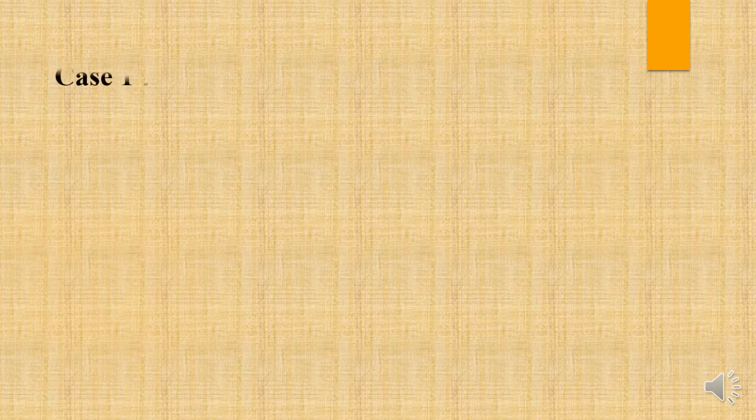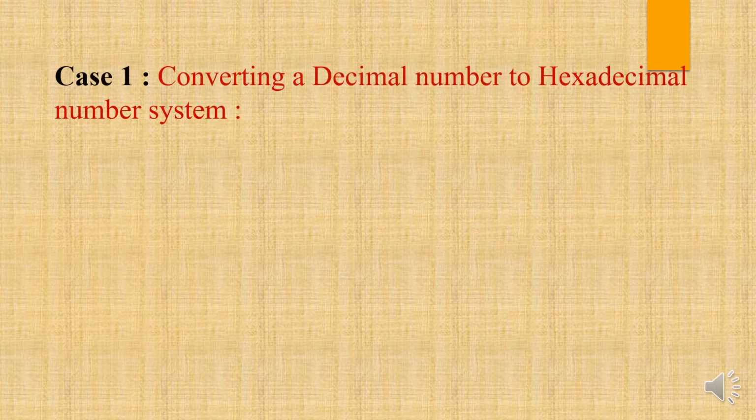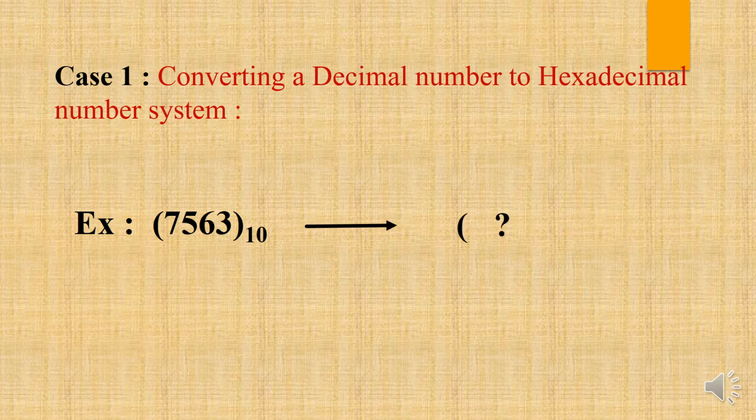So our first case is converting a decimal number, which is a simple integer, to the hexadecimal number system. Suppose we have an example, a number like 7563, which is a simple decimal number, and we have to convert it into the equivalent hexadecimal number. Let's see how we will do this. So our given decimal number is 7563.